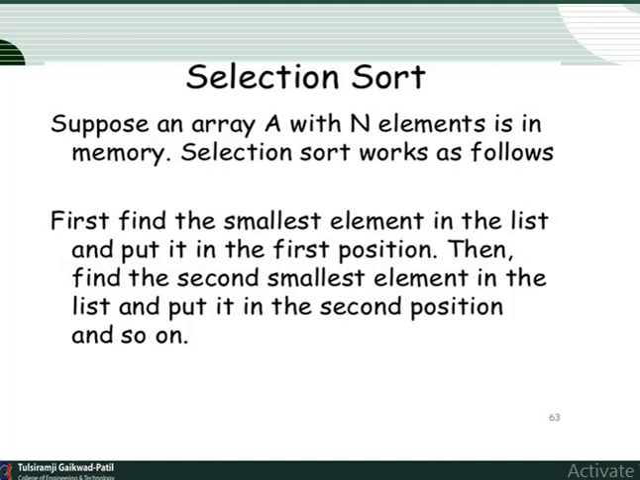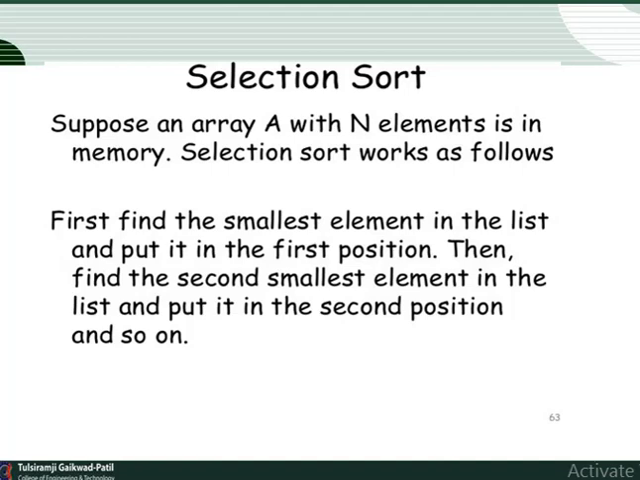It is an in-place comparison based algorithm in which the list is divided into two parts: the sorted part on the left hand side, and the unsorted part at the right end. Initially the sorted part is empty and the unsorted part is the entire list. Suppose an array A with n elements is in the memory.